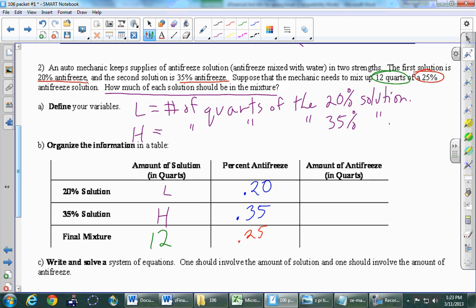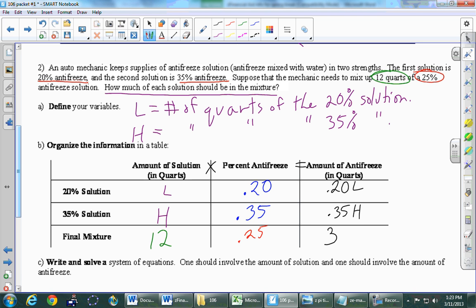And then the whole idea of the table is that to find the last column, you multiply straight across. Multiply the first two columns, it equals the last column. So in the top row, it's 0.20 times L. Next row, 0.35 times H. And the last row, we're going to get a number. You just multiply. 12 times 0.25. 3.